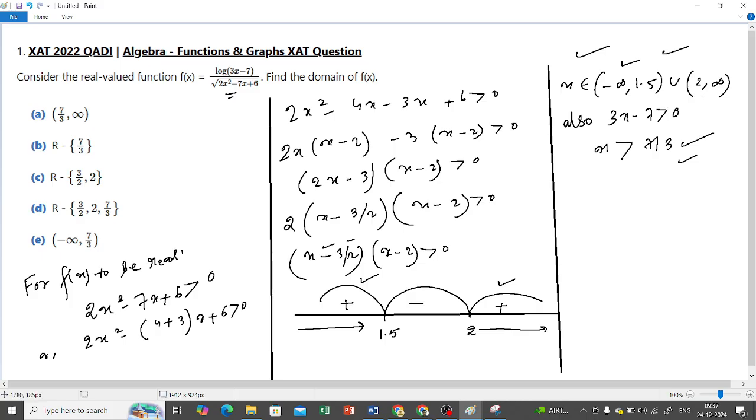If I take the portion 2 to infinity, after 2 it can be 2.5 also, but take 2.1 for example. If I take 2.1, then 3x minus 7 is 6.3 minus 7, so the log argument is becoming negative. So x greater than 7/3 is the only one which is satisfying both this as well as the log part. So the domain will be the open interval (7/3, infinity). So this is the answer, A.